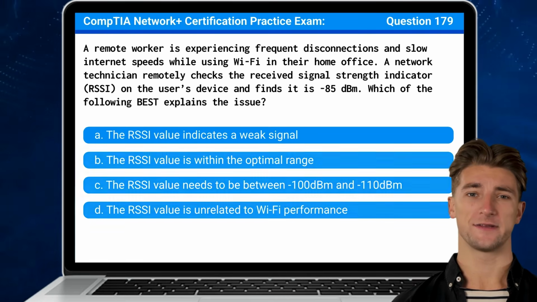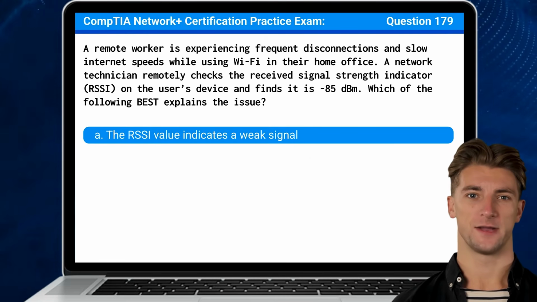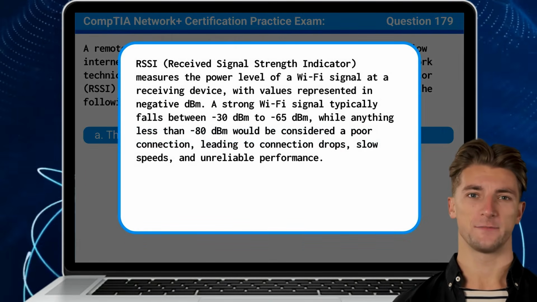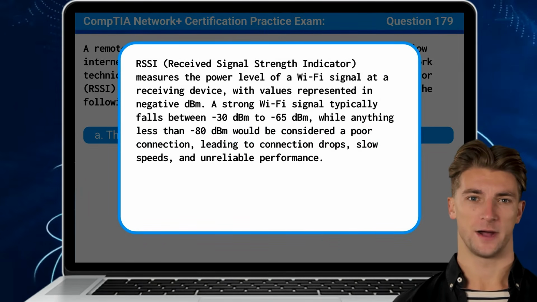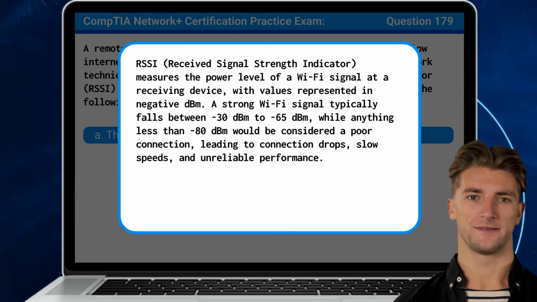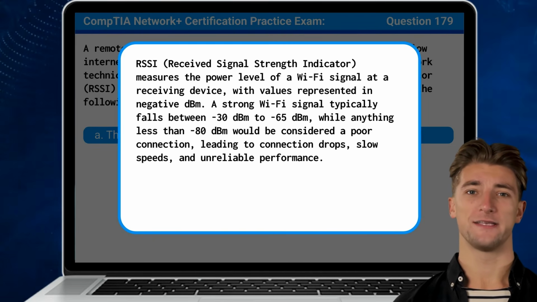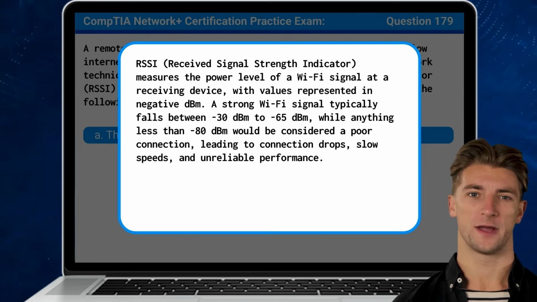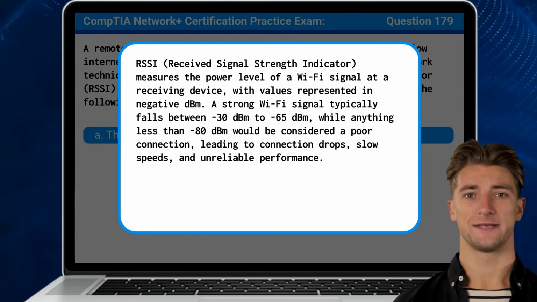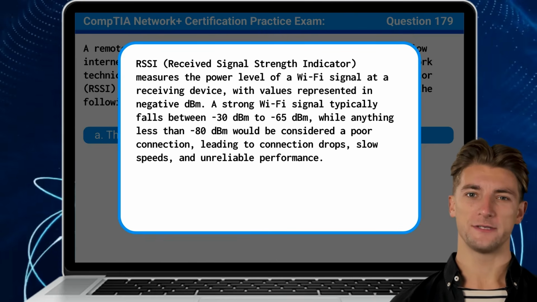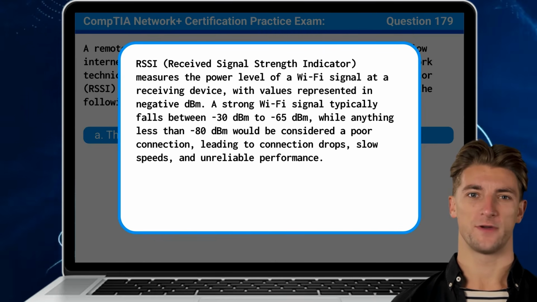The answer is A. The RSSI value indicates a weak signal. RSSI, or Received Signal Strength Indicator, measures the power level of a Wi-Fi signal at a receiving device, with values represented in negative decibel milliwatts. A strong Wi-Fi signal typically falls between negative 30 decibel milliwatts and negative 65 decibel milliwatts, while anything less than negative 80 decibel milliwatts would be considered a poor connection, leading to connection drops, slow speeds, and unreliable performance.